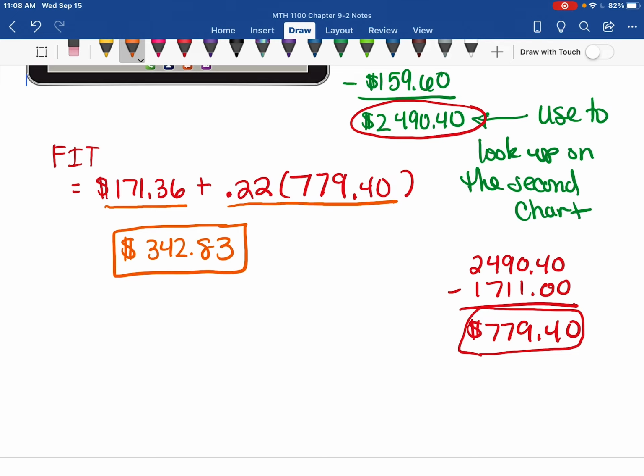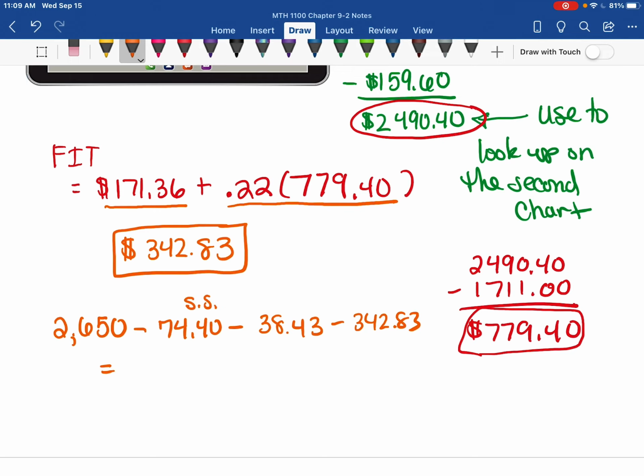So now I'm going to take my gross pay, which was $2,650, and I'm going to subtract off all my deductions. So I had my Social Security, which was $74.40. I had my Medicare, which was $38.43. And then I found that my federal income tax was $342.83. When I subtract all of my deductions, here I'll label them. This is Social Security, this is Medicare, and then this is your FIT.